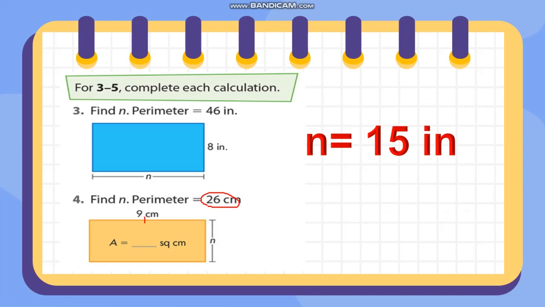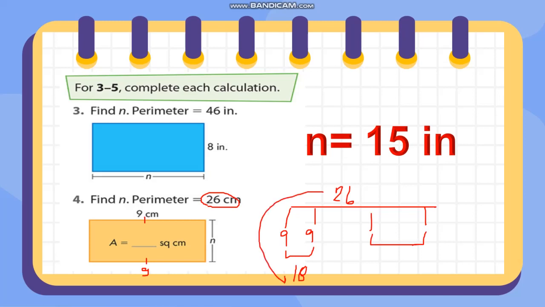So this is 9, so it means this is also 9. Your 26 is your perimeter, and perimeter has 4 sides. 2 sides are equal, so this is 9 and 9, and that is equivalent to 18. And these 2 sides are unknown. So to complete 26, we need to subtract 18 from 26. So 26 minus 18 is equivalent to 8.